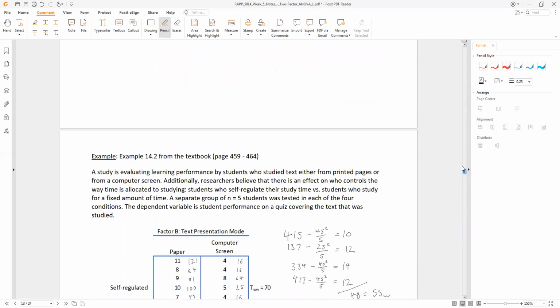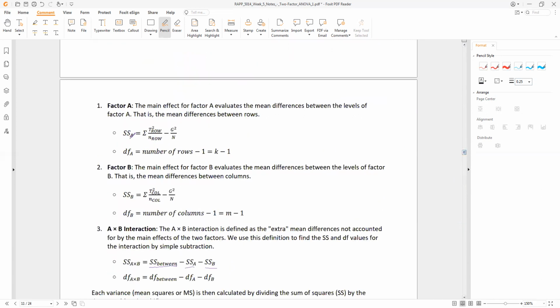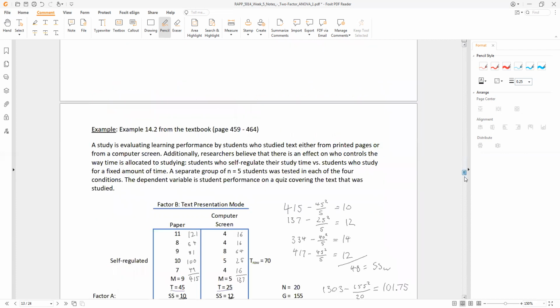Okay, so if we want to look at what the formulas were for SSA, for factor A and for factor B, we're going to square the row totals and then divide it by the number in the row. And we're going to do that for each row, and then we're going to add them together. And then we're going to subtract the G squared over capital N. All right, so what does that look like?